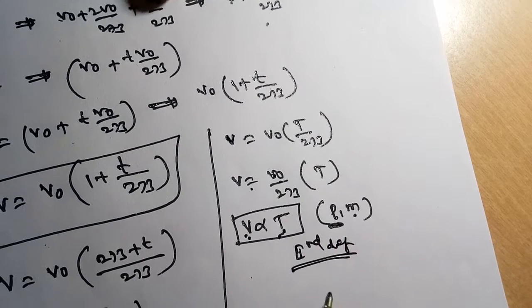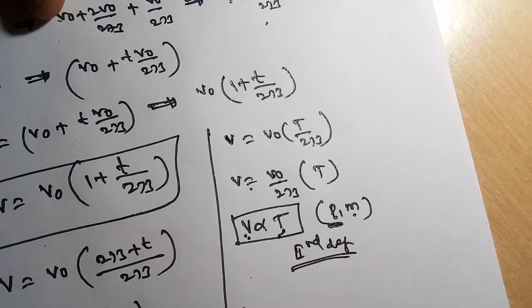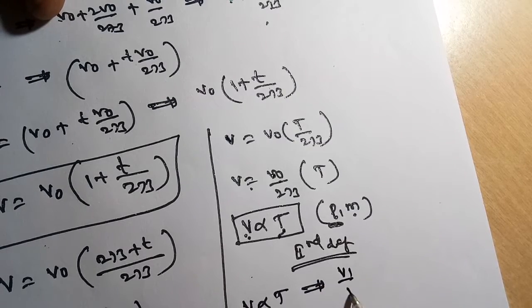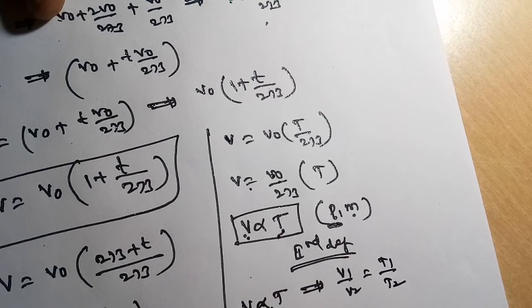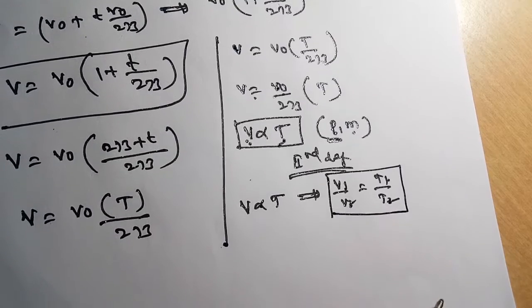The previous definition, that for every 1 degree centigrade change in temperature the volume is changed by V naught by 273 times, is the first definition. Here we got V is proportional to T. From this, in proportionality manner, where 1 is there we get 1, where 2 is there we get 2. So V1 by V2 is equal to T1 by T2.